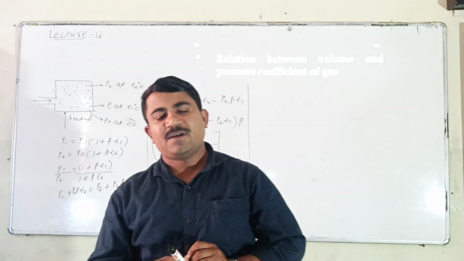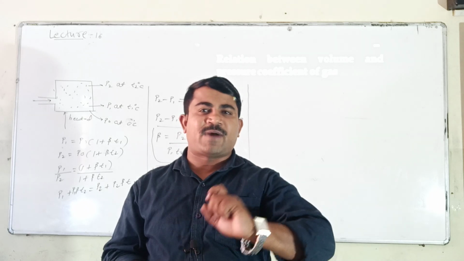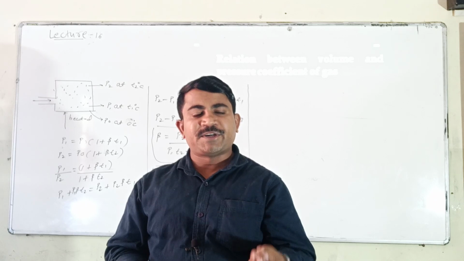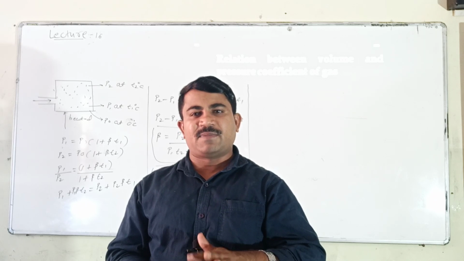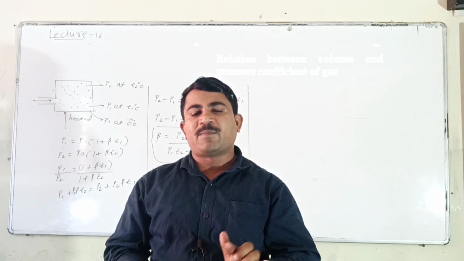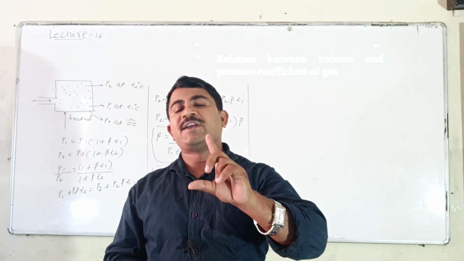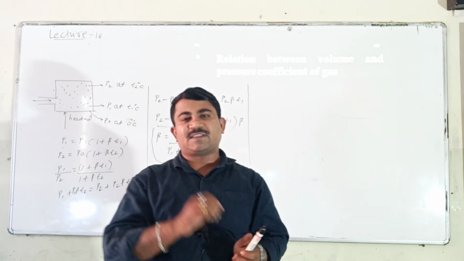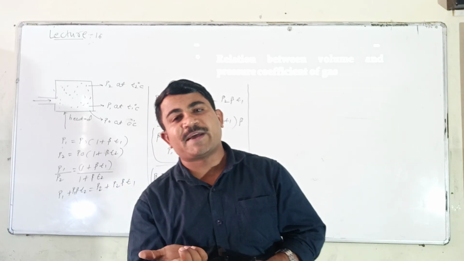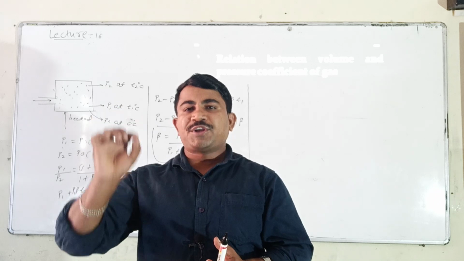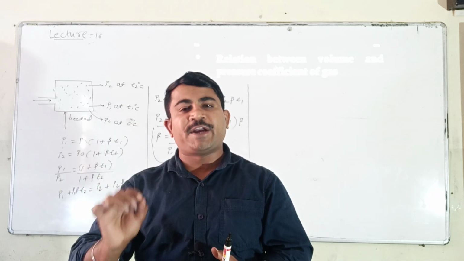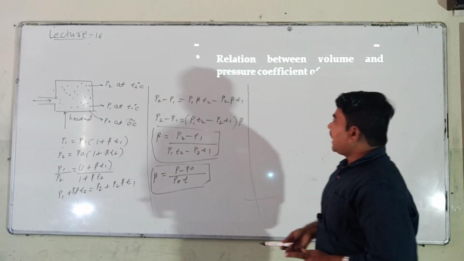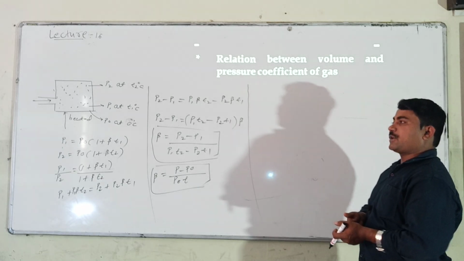The pressure coefficient of the gas and the volume coefficient of the gas are both equal. Each must be equal to 1 divided by 273 times of the original value per degree Celsius. I mean per degree Celsius the pressure or the volume changes by that amount. See here, directly I am going to the relation between volume and pressure coefficient of the gas.